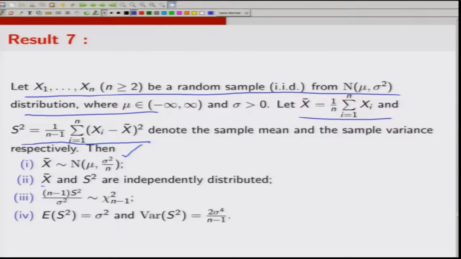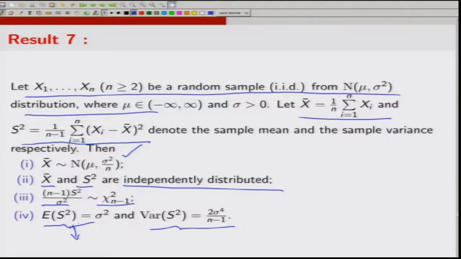Not only that, the sample mean and the sample variance are independent. Not only that, (n minus 1) S squared by sigma squared will have a chi square distribution with n minus 1 degrees of freedom. Then the expected value of S squared would be the same as sigma squared, and the variance of S squared would be the same as 2 sigma to the 4 by n minus 1. Actually, this result holds for general distributions, as I'll give as one of the problems.